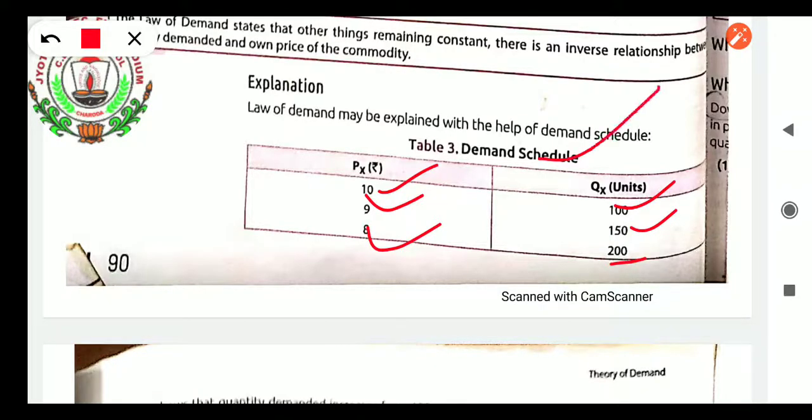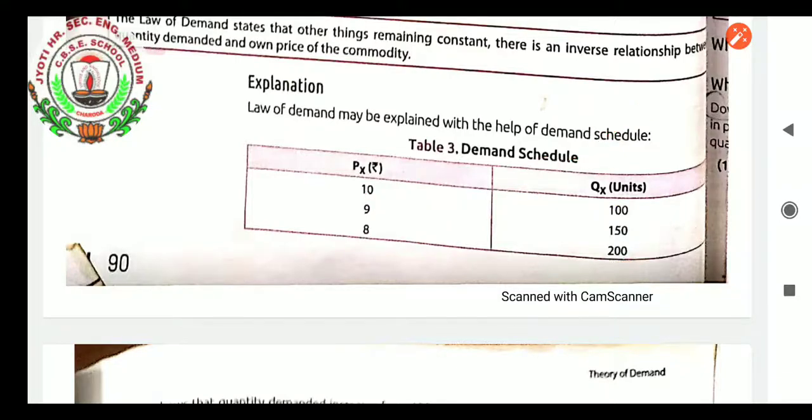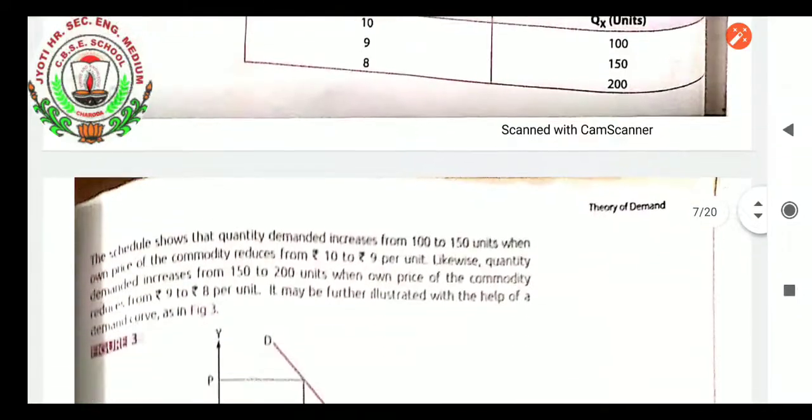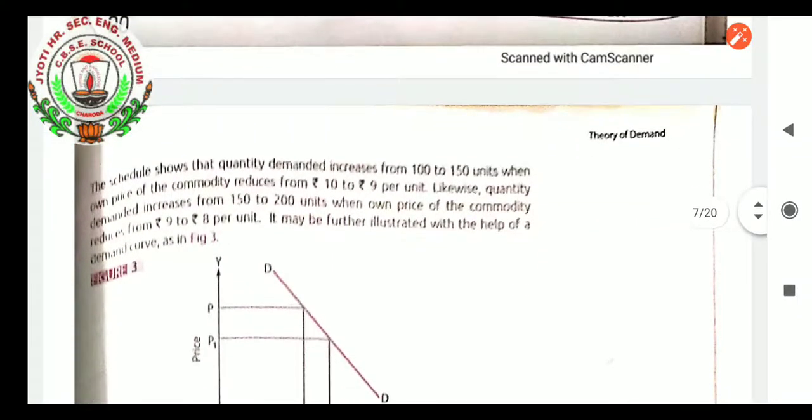This itself is known as the demand schedule, the tabular data which represents an individual person demanding a good according to the price. What we are seeing is that as the price declines, the quantity demanded is increasing. This states an inverse relationship: as one thing declines, another increases. The schedule shows that quantity demanded increases from 100 to 150 units when the own price of the commodity reduces from rupees 10 to rupees 9 per unit. Likewise, quantity demanded increases from 150 to 200 units when the price reduces from rupees 9 to rupees 8 per unit.